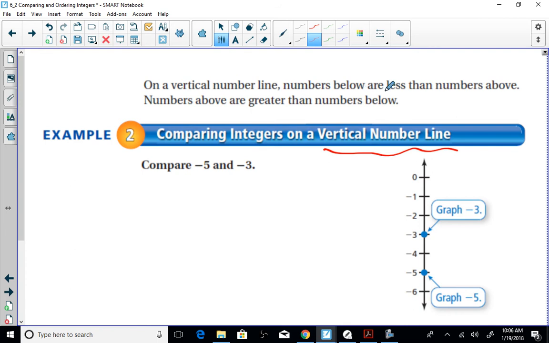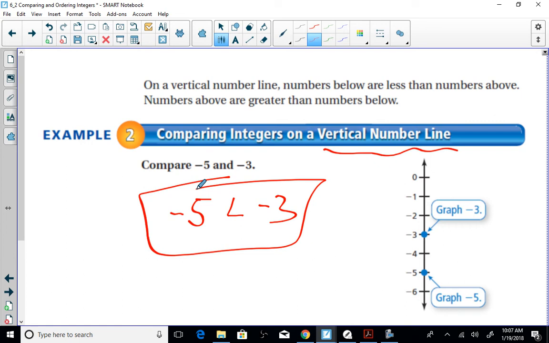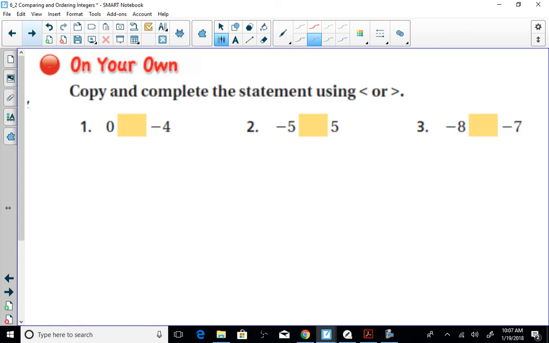Numbers below are less than numbers above. Well, negative 5 is below negative 3. So if I'm writing my comparison, I would write negative 5 is less than negative 3, because numbers below are less than numbers above. All right, it's very simple to compare integers, but I have to imagine a number line to do it.